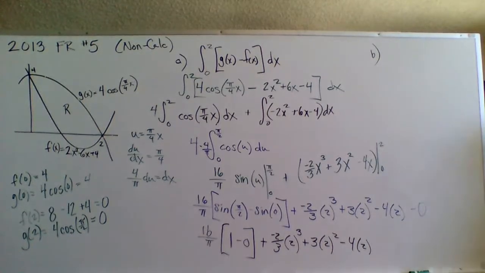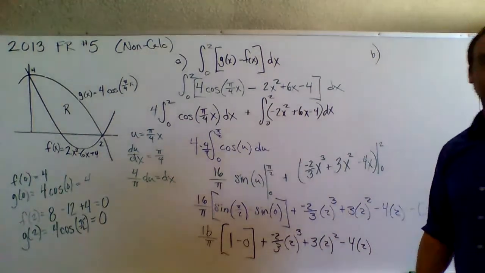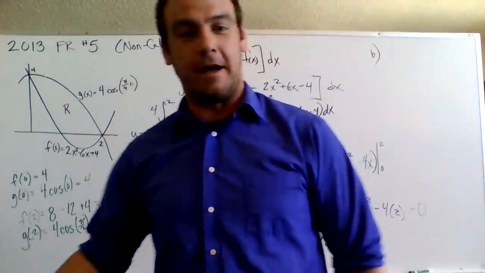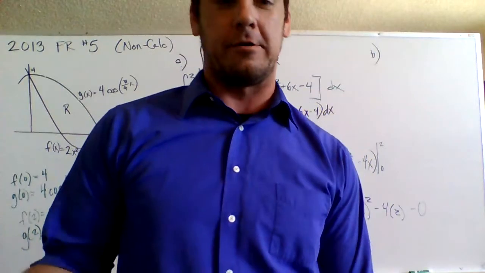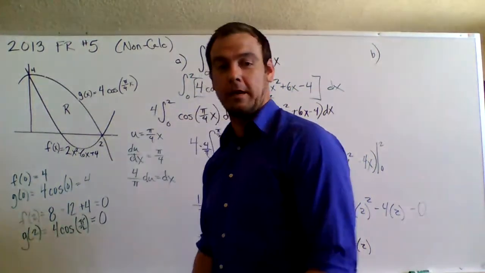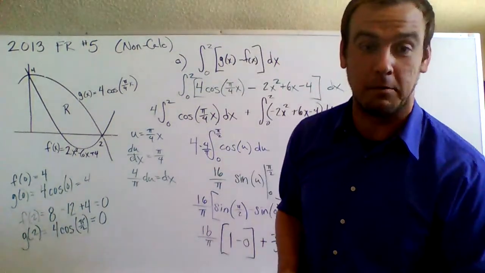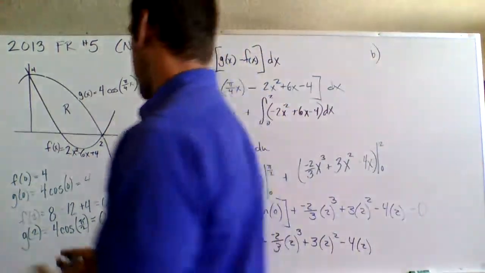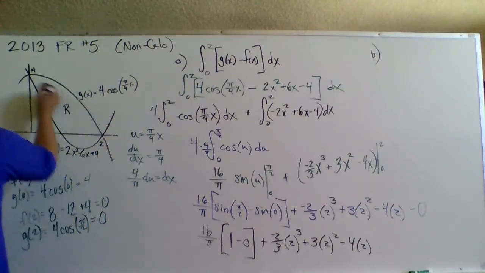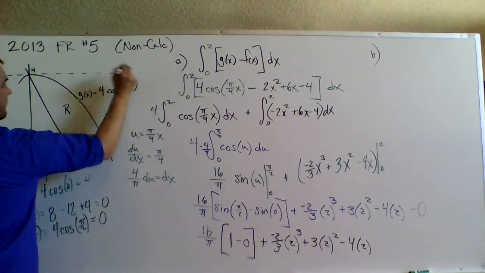Alright, so we got part B. Part B is asking, write but do not evaluate an integral expression that gives the volume of the solid generated when R is rotated about the horizontal line y equals 4. Alright, yeah, y equals 4. So, this is my horizontal line, y equals 4.